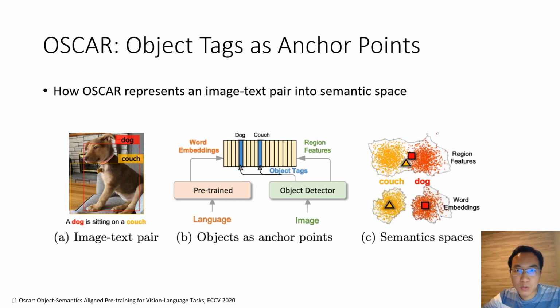Besides performing adversarial training, another way that can be used to enhance the performance is to use object tags as anchor points to align image regions with the word embeddings of the pre-trained language model. So as can be seen in this picture, the word semantic space can be more representative than image regional features. Specifically in this case, the dog and the couch are similar in the visual space, right? Because they overlap, but they can be different in the language space. And then by using the object tag as the anchor point, they can bridge the gap between these two modalities.